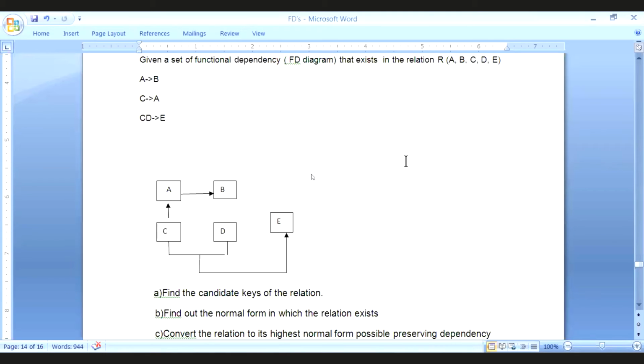What happened? It is very clear from the three FDs. Who will be the candidate keys? CD. I have not solved this problem. Okay, so you will do it. So CD is one of the candidate keys.